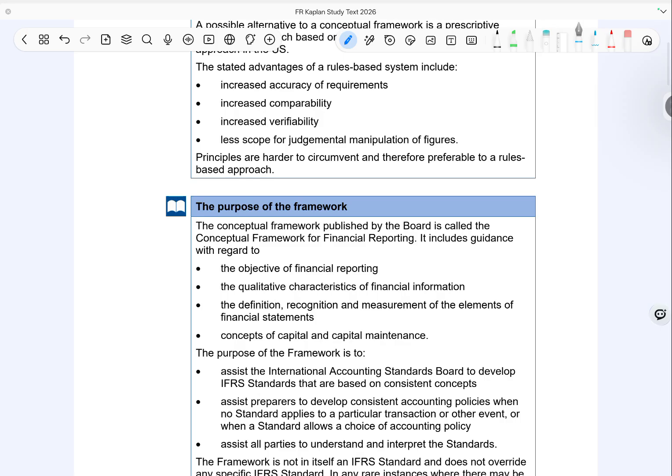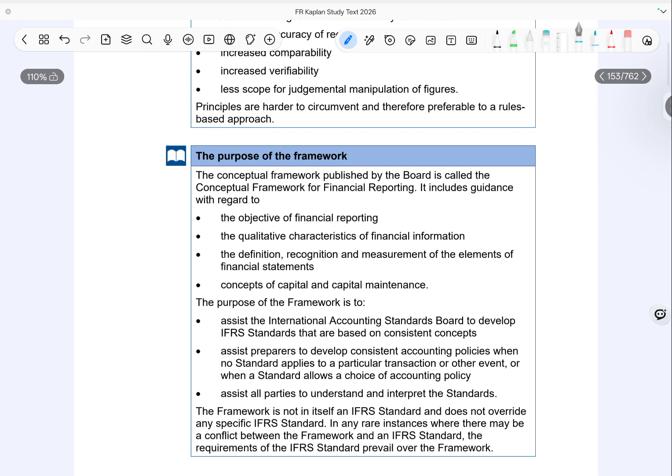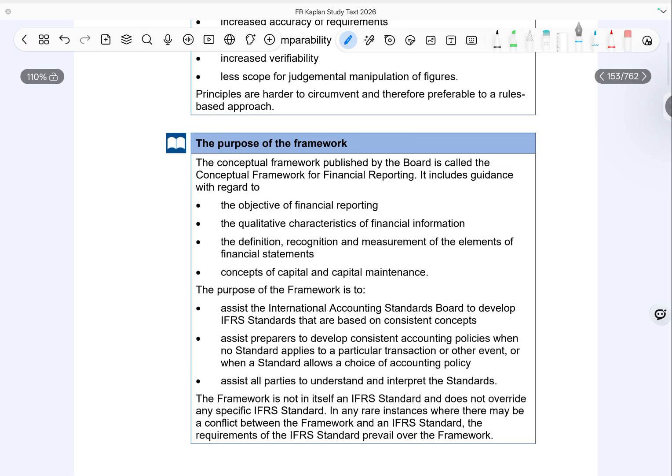Now, let's look at the purpose of the conceptual framework. The IASB framework is officially called the Conceptual Framework for Financial Reporting. It provides guidance on four major areas: the objective of financial reporting, the qualitative characteristics of useful financial information, the definition, recognition, and measurement of assets, liabilities, income, and expenses, and the concepts of capital and capital maintenance. Think of it as the instruction manual the IASB uses before writing any accounting standard.